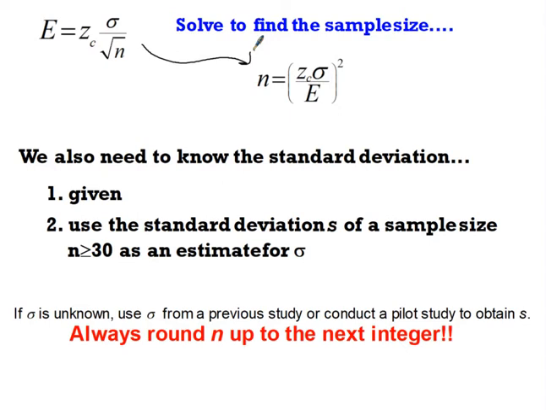And this formula, again, is in the formula sheet. Make sure that you always round your n value up to the next integer, even if the rounding doesn't work out that way. So if you end up at 0.1, round it up to the next whole number to be okay.